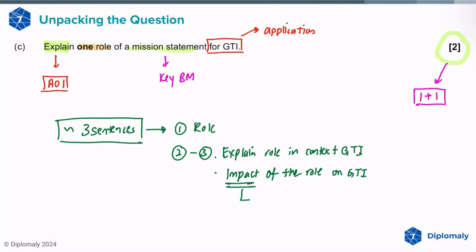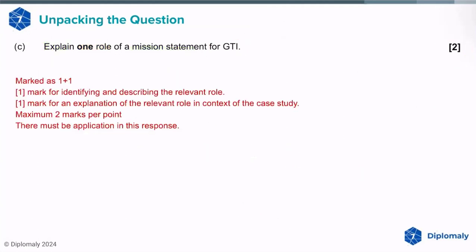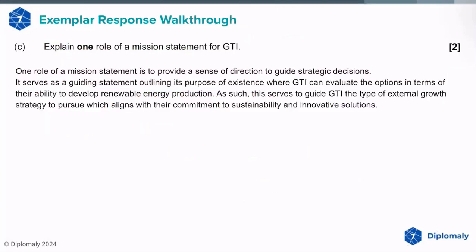And again, this impact can be a positive impact, it can be a negative impact. But of course, if we're talking about the role of a mission statement in this case, it's implying that we should be looking at the positive impact for GTI in creating a mission statement. So this is the breakdown of how your marks are allocated, okay? And this is the exemplar response.